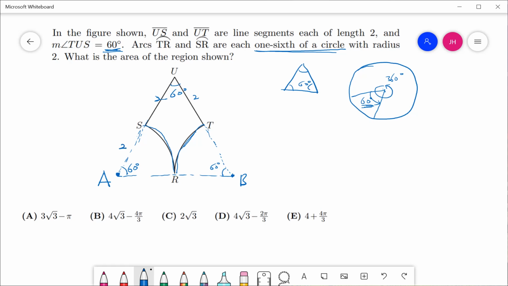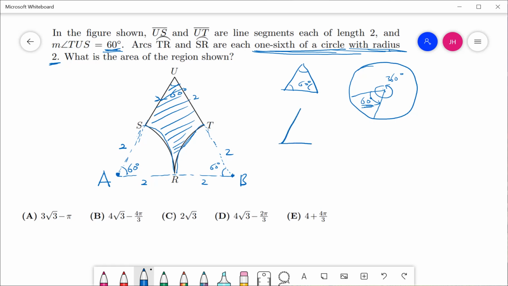And at the same time, let's double check that. We have this radius of 2 and 2 and 2 and 2. So let's see, this is 1/6 of a circle with radius 2. Do you see that? Good. As long as we have this one, then the rest of the work will be easy. So basically, this area is the full area of this equilateral triangle minus the area of these two 1/6 of a circle. So let's look at the area of this triangle.